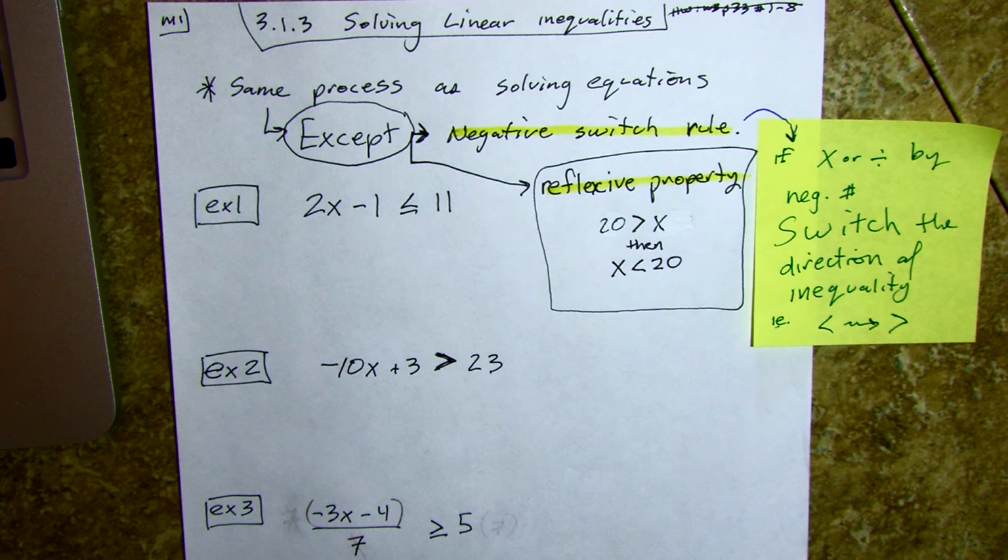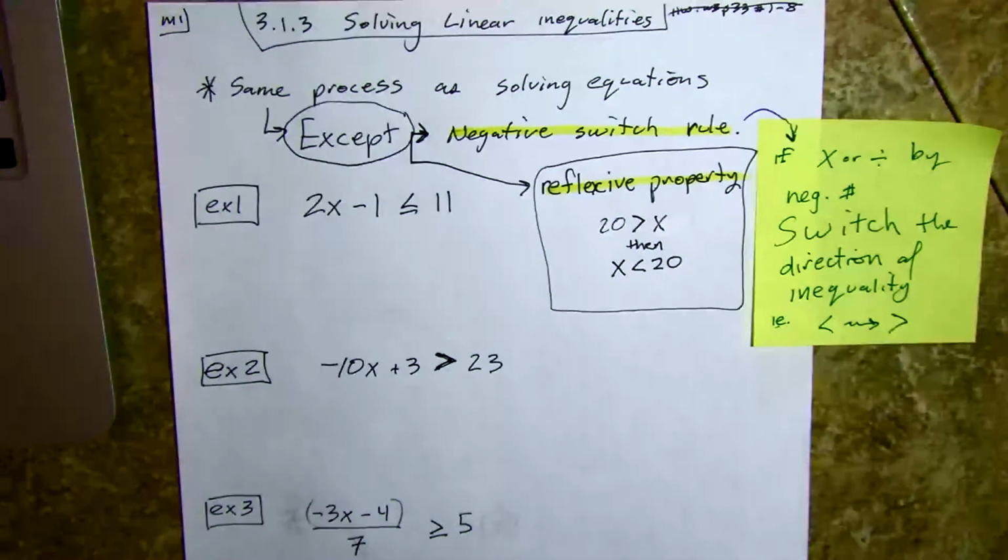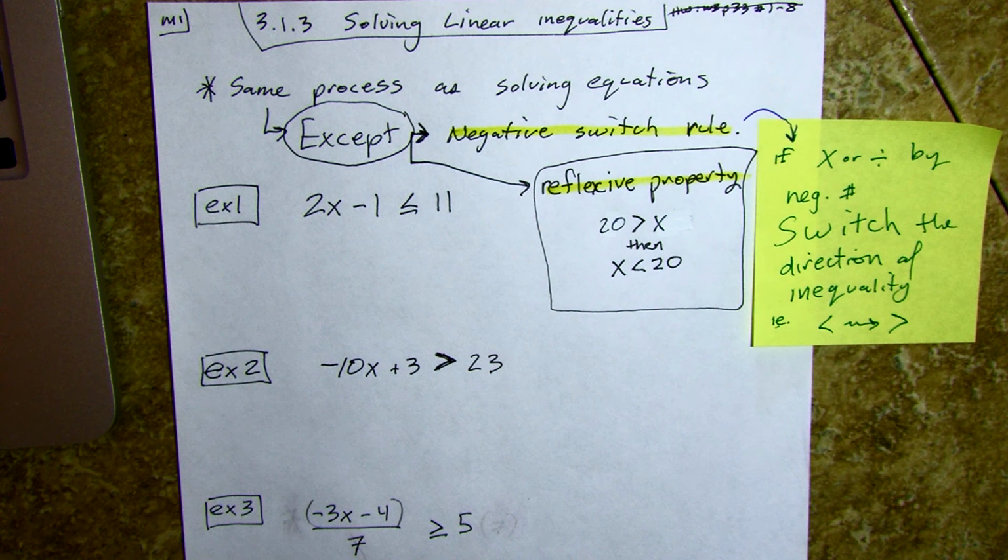Now, when we're looking at these problems, we want to keep in mind that it's the same process as solving equations, as far as isolating the x value, using the opposite operation to isolate the value, breaking those chains, right? Working from the outside in to isolate your x value.